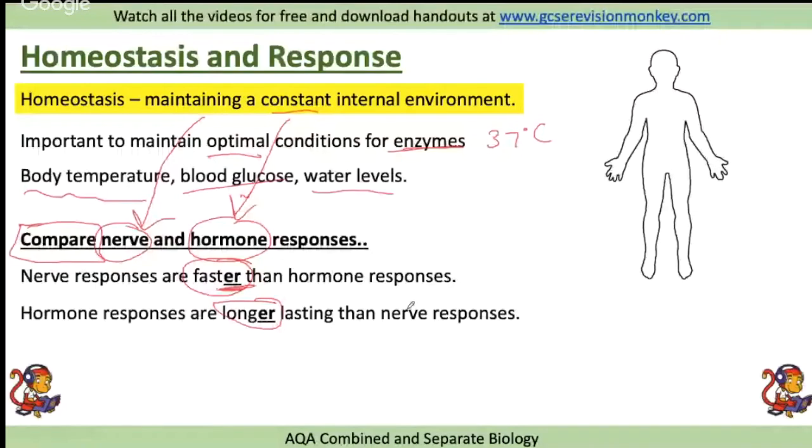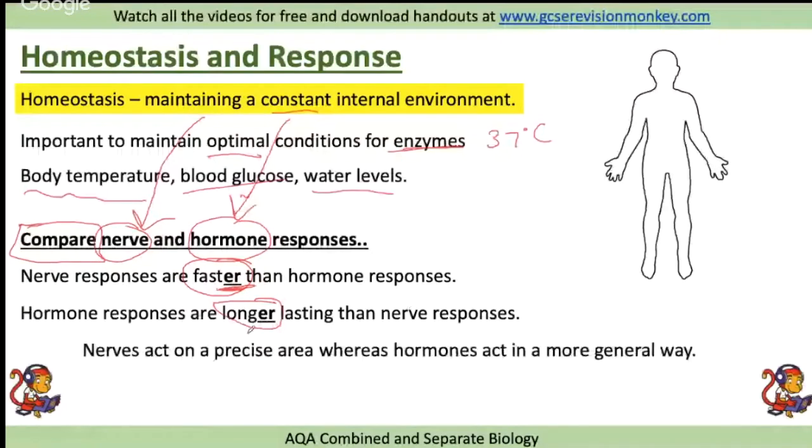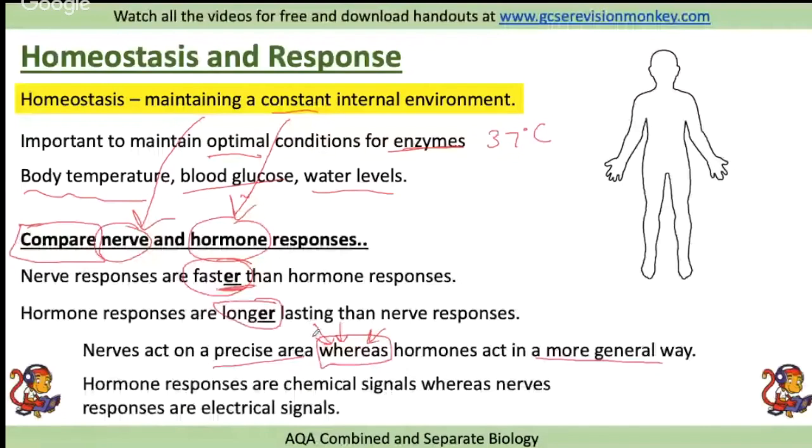Nerves act on a precise area, whereas hormones act in a more general way. If you can't use a comparative word, use the word whereas to link your sentence. And this one, hormone responses are chemical signals, whereas nerves are electrical signals. So a common question asking you to compare nerve and hormone responses. Let's delve into a little bit more detail about nerve responses now.